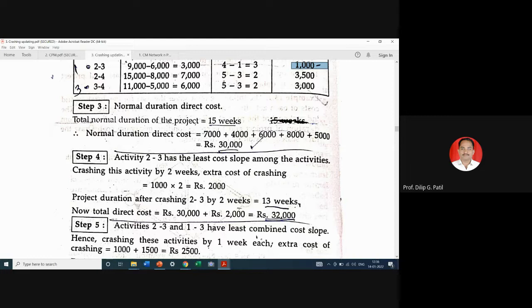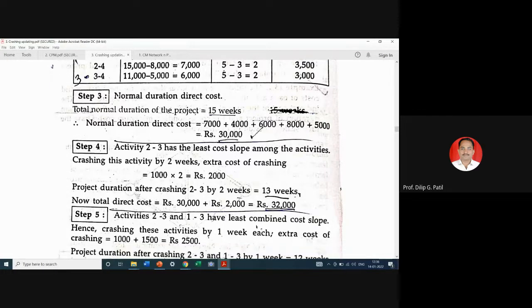So extra cost of crashing will be 2000. So project duration after crashing 2, 3 by 2 weeks, किती होईल? पहिल्यांदा 15 होता, 2 मायनस करायचे, 13 झालं. So now total direct cost will be first किती होती? 30,000 आणि आता किती वाढणार आहे त्यामध्ये परत 2000. That is 32,000. लक्षात आलं?